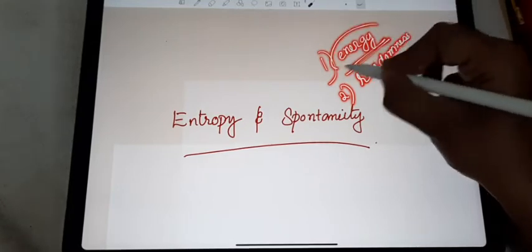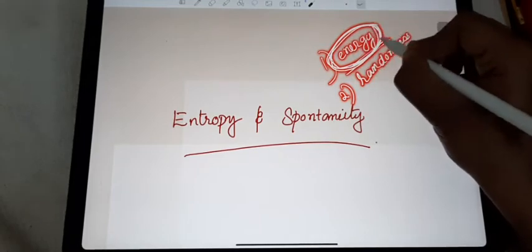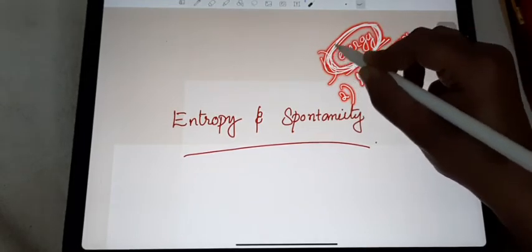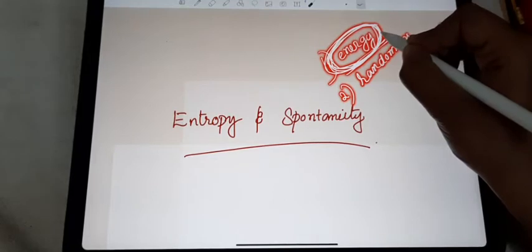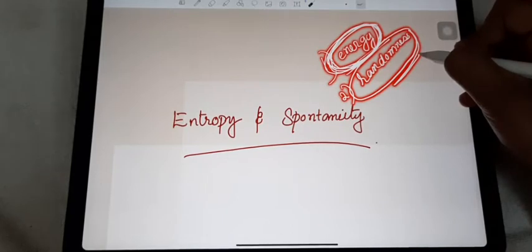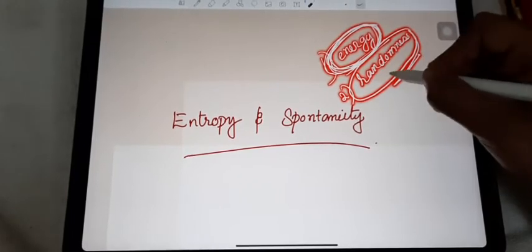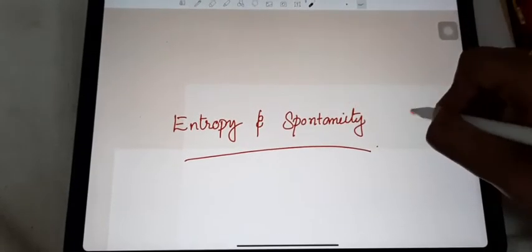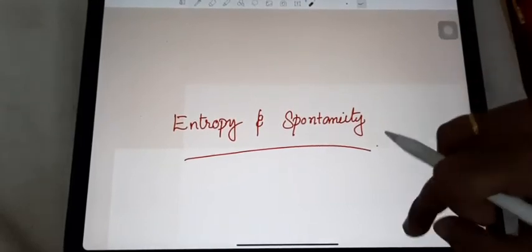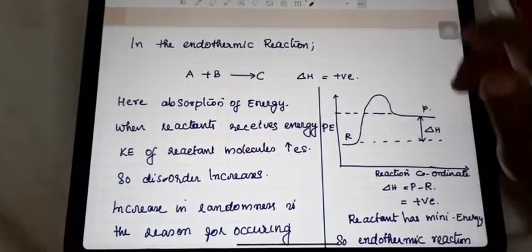For exothermic and endothermic cases, we discussed the energy factors and their influence on the spontaneous process. At that time I said I would discuss the role of randomness towards the spontaneous process in another video. So that is also going to be discussed in this video. First we can discuss the endothermic reactions case once again.